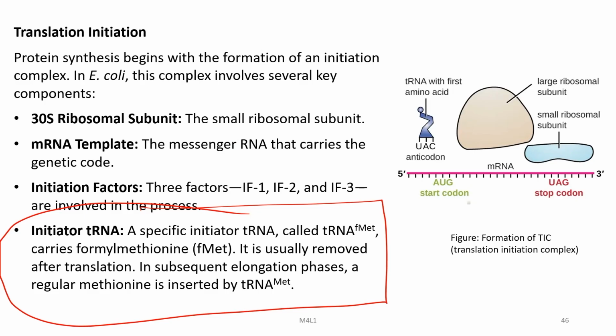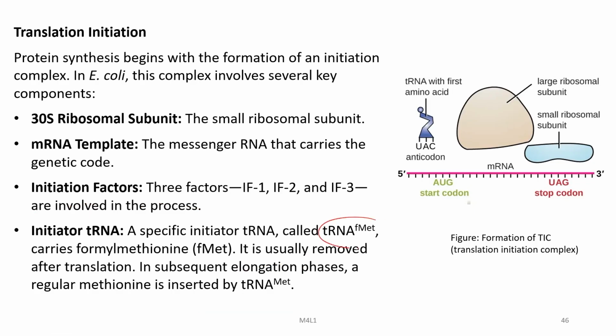It is usually removed after translation. In subsequent elongation phases, a regular methionine is inserted by tRNA. This is tRNA methionine and this is tRNA fMet. So, this needs to be remembered, which is a very, very important point.